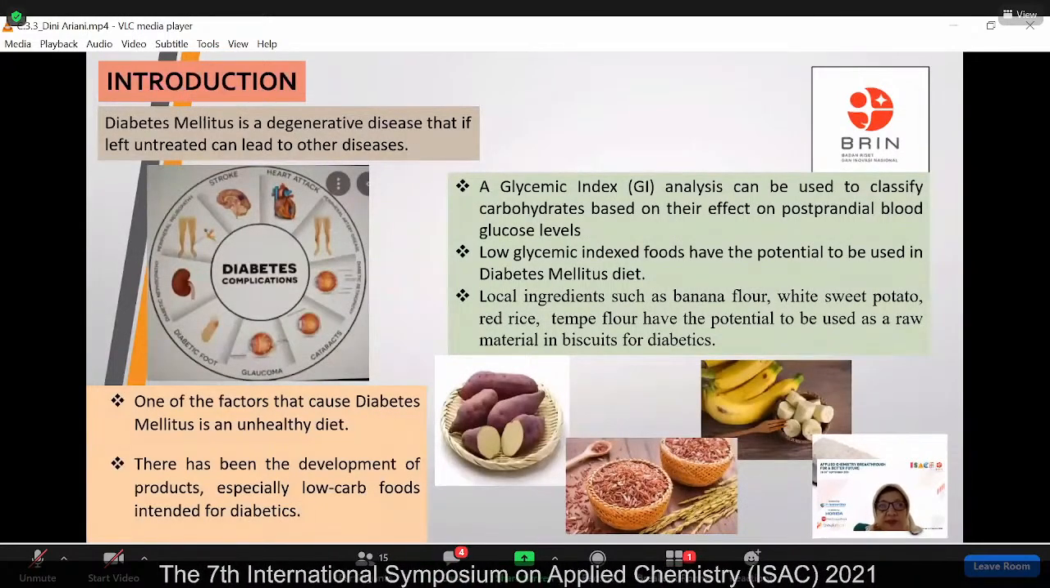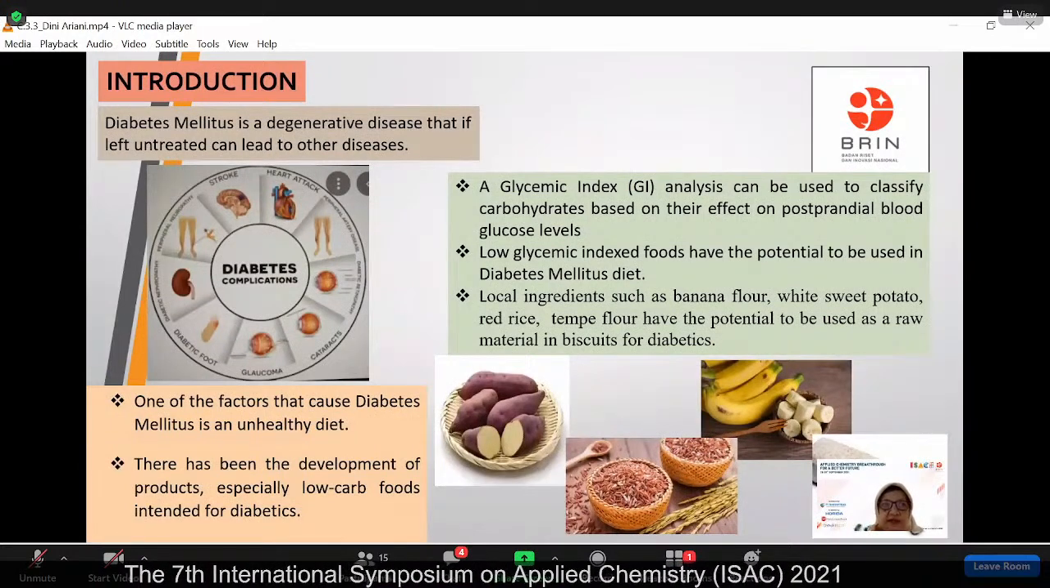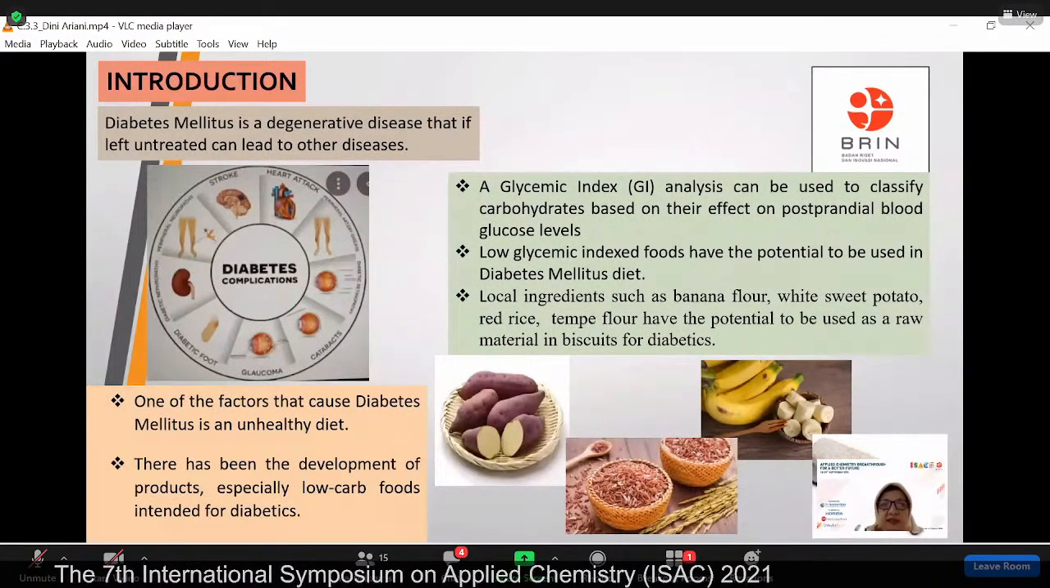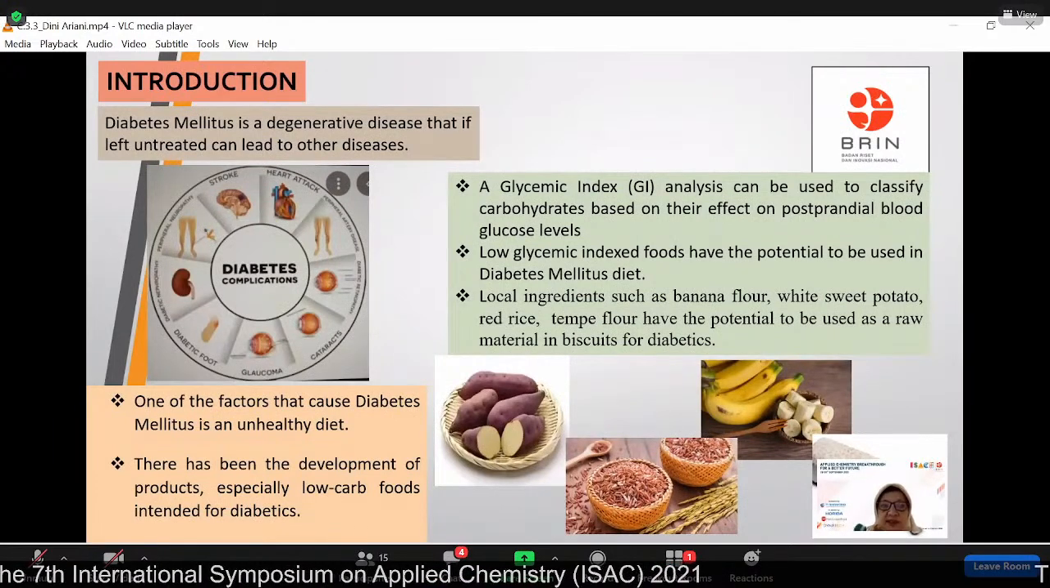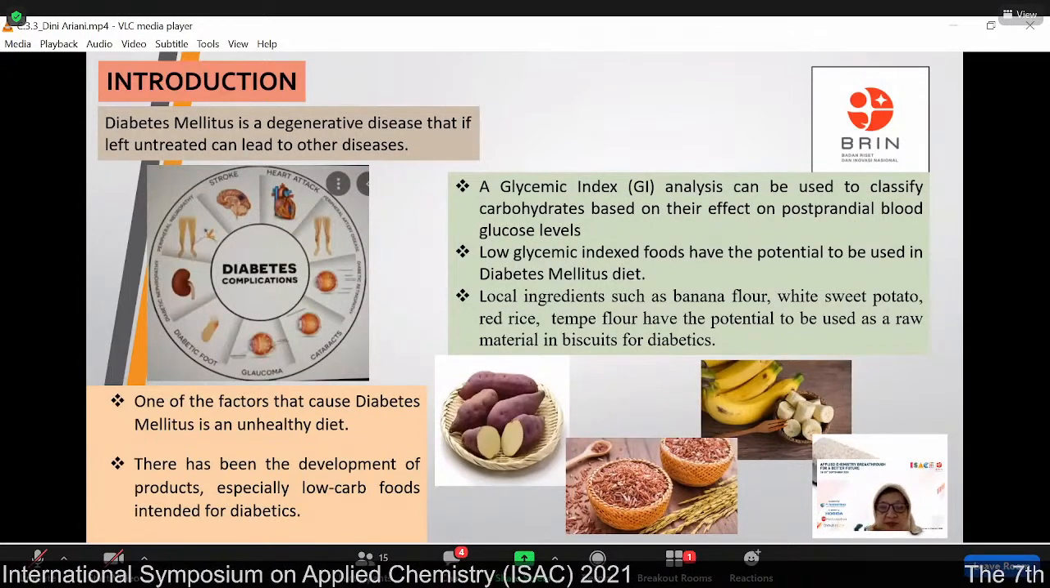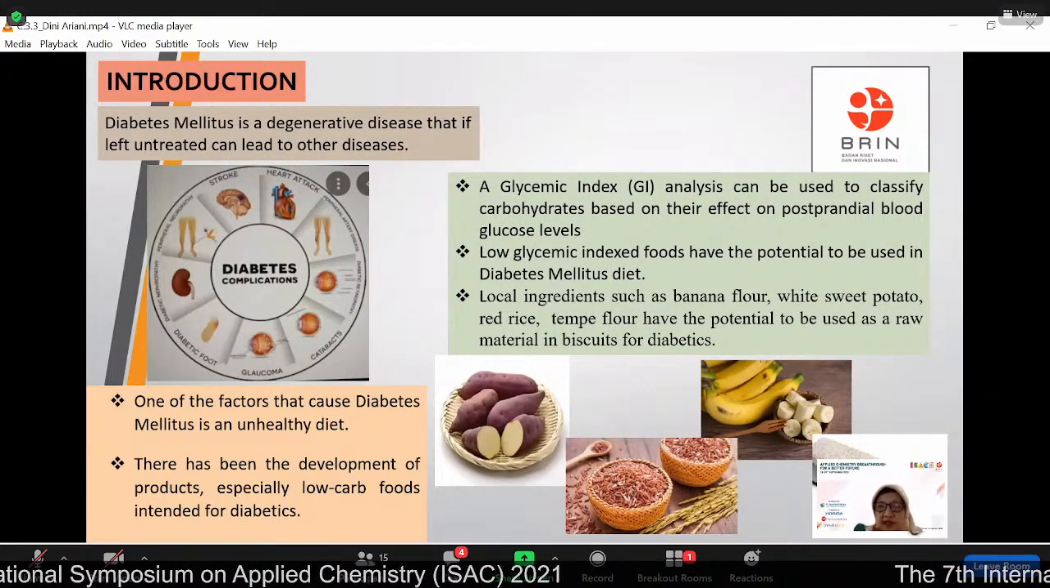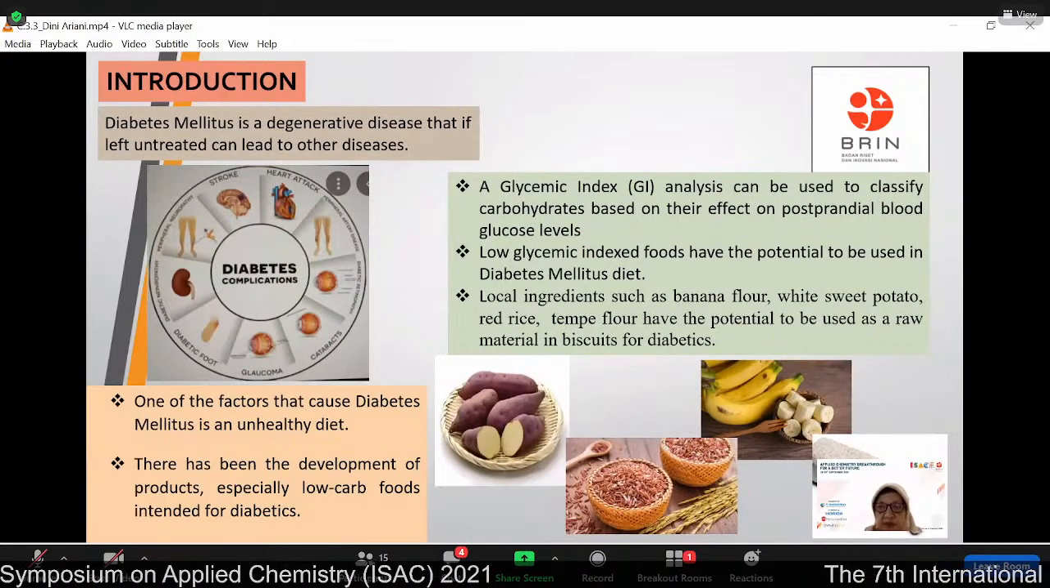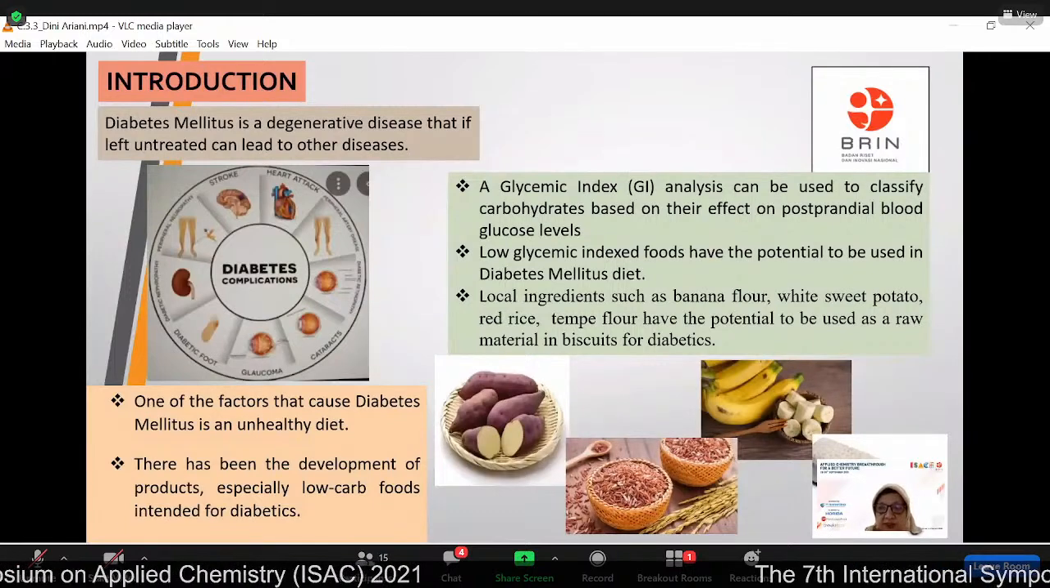We know that diabetes mellitus is a degenerative disease that, if left untreated, can lead to other diseases such as glaucoma, cataract, heart attack, and stroke. One of the factors that cause diabetes mellitus is an unhealthy diet. There has been development of products, especially low-carb foods, intended for diabetics. A glycemic index, or GI, analysis can be used to classify carbohydrates based on their effect on postprandial blood glucose levels. Low glycemic index foods have the potential to be used in a diabetes mellitus diet.